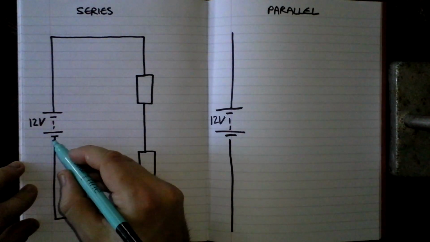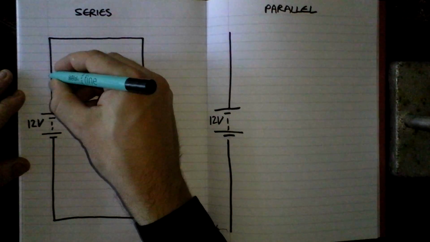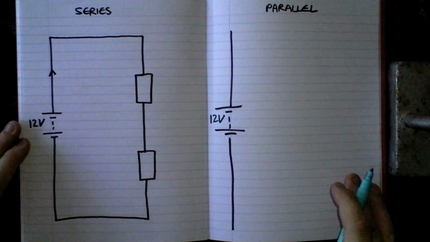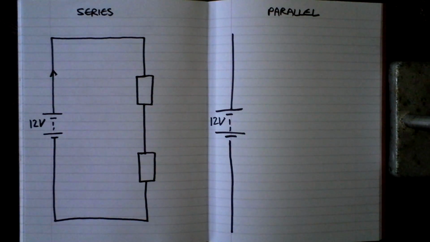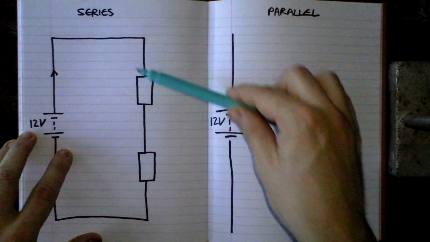Now, we know that the electrons actually flow from negative around to positive, but we always draw circuits as if the current flows from positive to negative. We call that conventional current. It's just one of those things we got into a habit of doing before we really understood what we were talking about. So here we have our current flowing around this circuit.